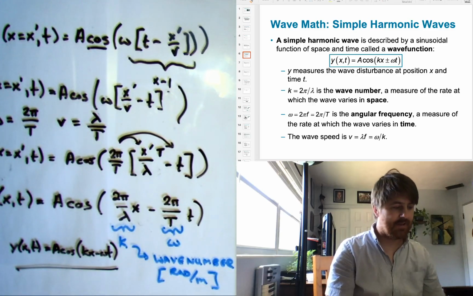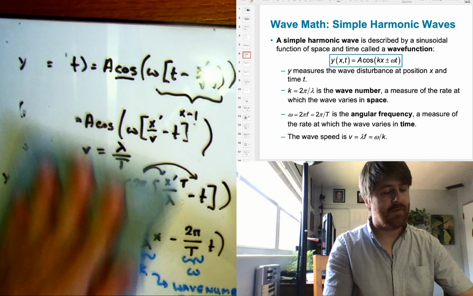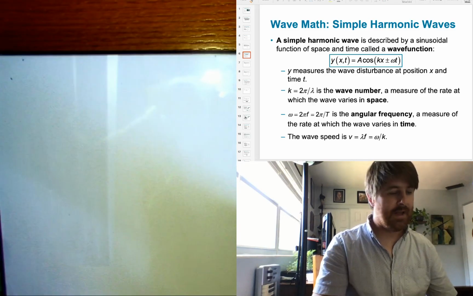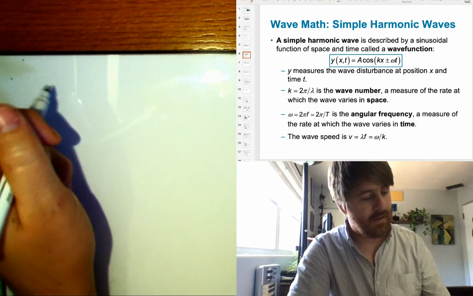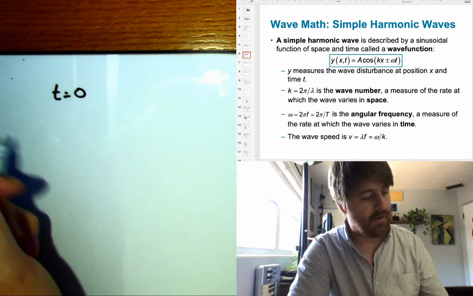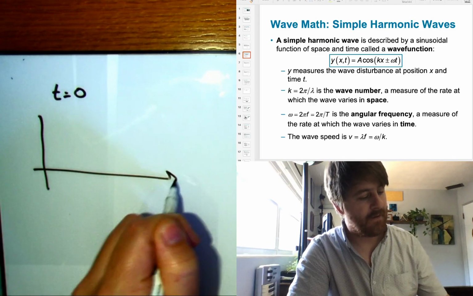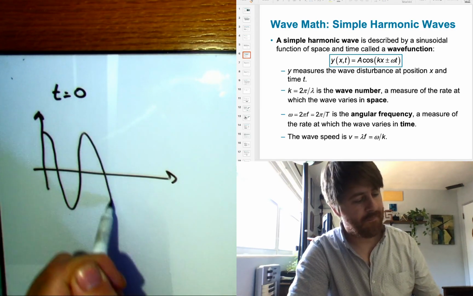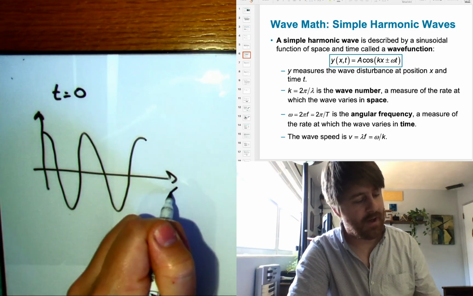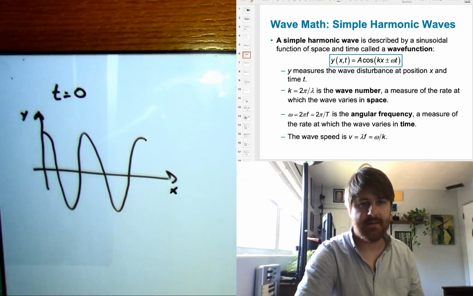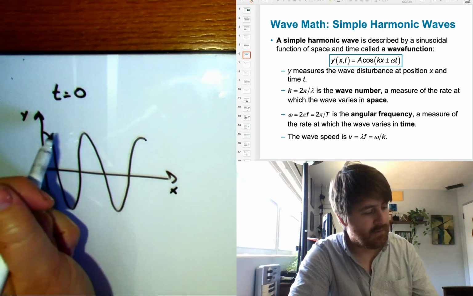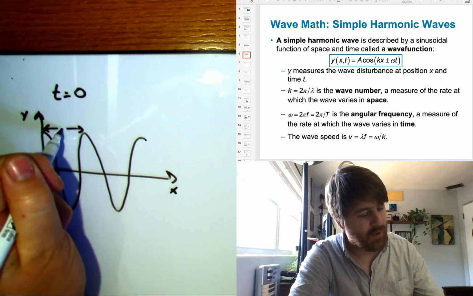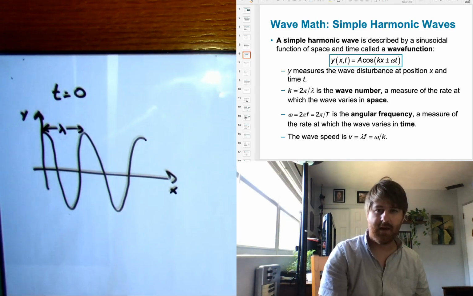There's another way we can look at this too. We can look at this in terms of the wave as a snapshot. So we can imagine at one instant in time, let's say t equals 0, we have a graph which shows the wave. And this is y as a function of x. Okay? So this no longer represents the period. This is the wavelength. Okay?